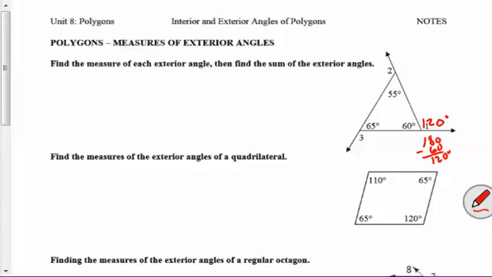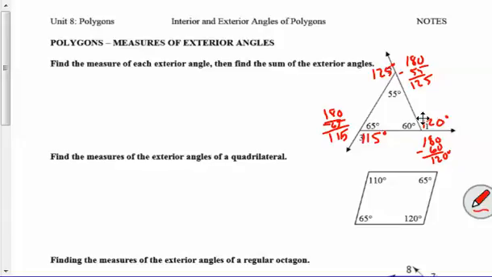Up here in angle 2, again, it's a linear pair, so when I take out the 155, I'm left with 125 degrees. Angle 3, again, if we do the math, subtract 65, I get 115. So angle 3 has to be worth 115 degrees. So by using linear pairs, we're able to determine each exterior angle.